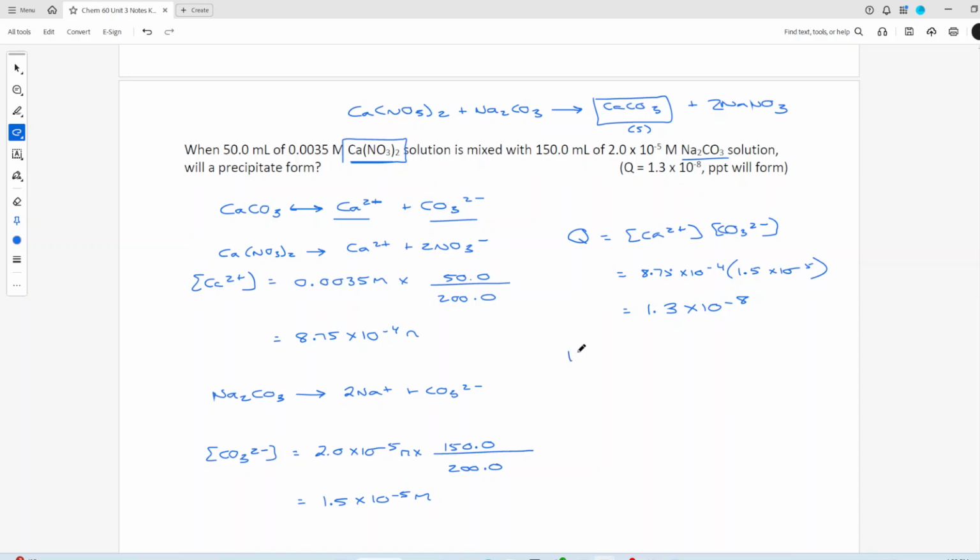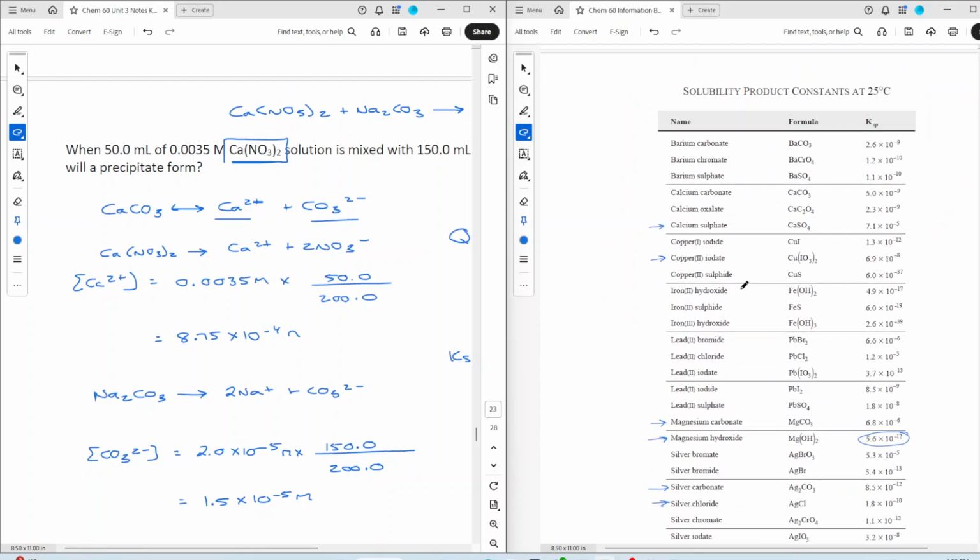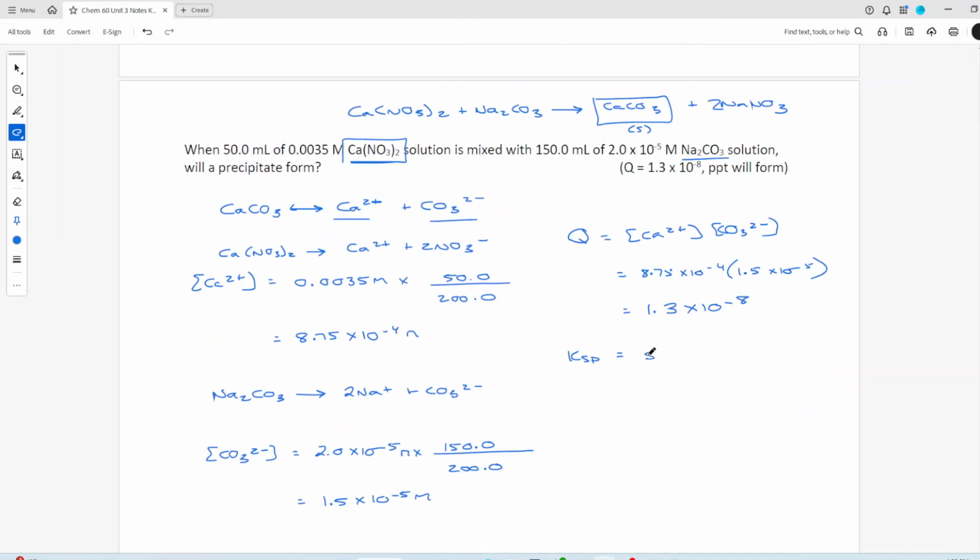So then I have to look up KSP. The KSP of calcium carbonate, I have to scroll down. So calcium carbonate has a KSP of 5.0 times 10 to the negative 9. So since my Q value is greater than my KSP, therefore a precipitant will form.